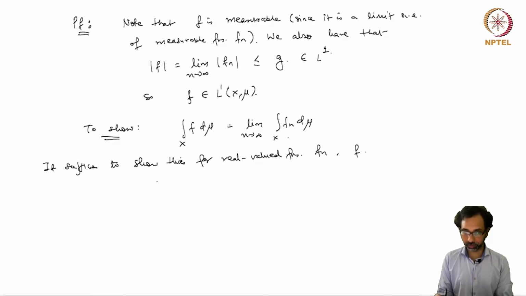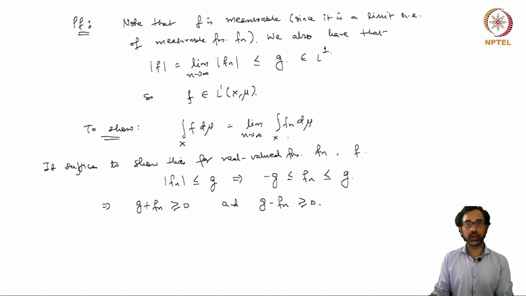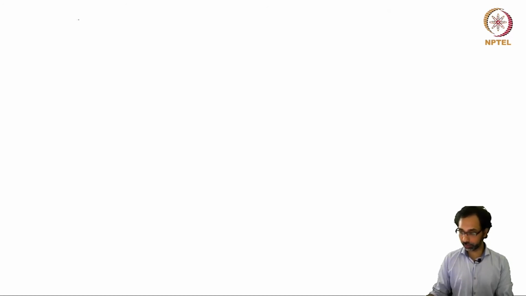So then we have that modulus of f_n is less than or equal to g. This is given. This implies that minus g is less than or equal to f_n is less than or equal to g. So f_n lies between minus g and g, and this implies first that g plus f_n is positive and g minus f_n is also a positive function. So now we are going to apply Fatou's lemma.